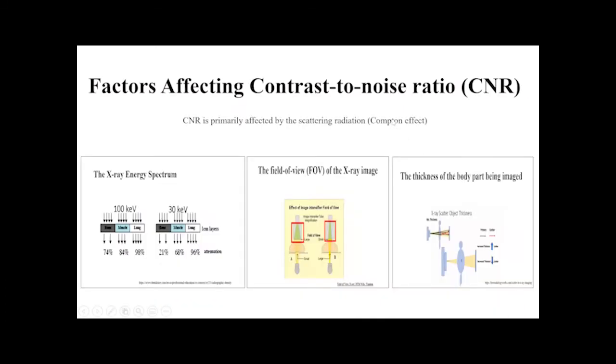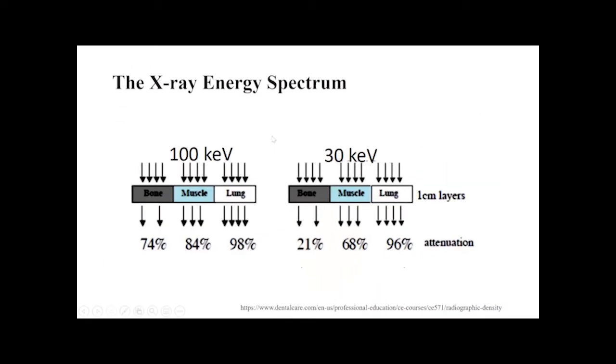Factors affecting contrast-to-noise ratio, CNR. CNR is primarily affected by the scattering radiation, the Compton effect, and this is due to the X-ray energy spectrum. For low kVp values, the photoelectric effect dominates, and the attenuation coefficients of bone and muscle tissue, for example, are substantially different. If high energy X-rays are used, then Compton scattering is the predominant interaction, and the contrast is reduced considerably.